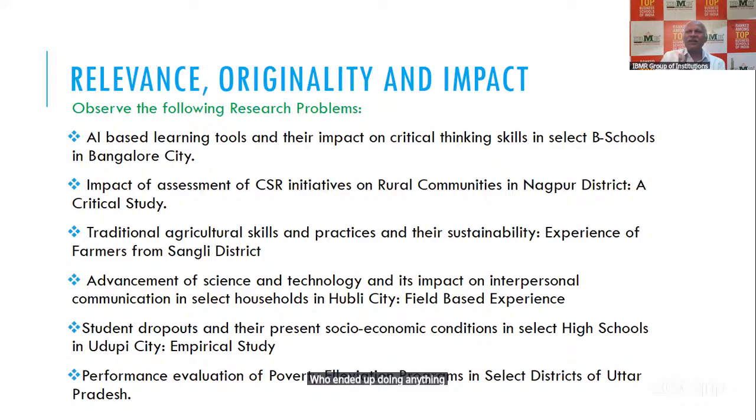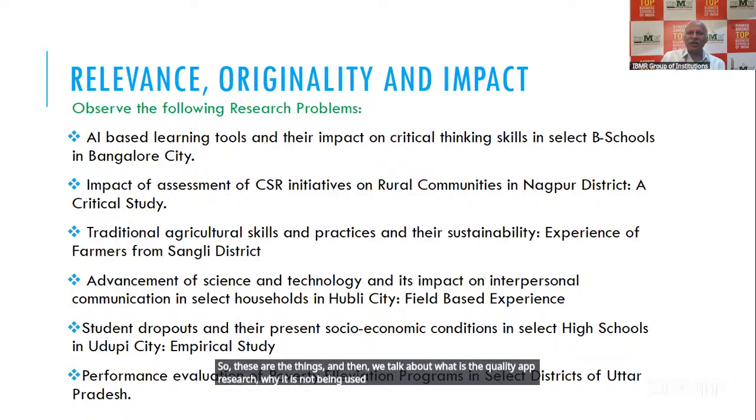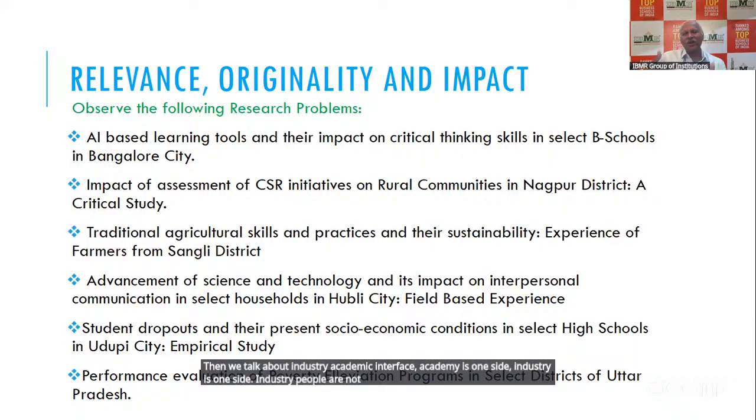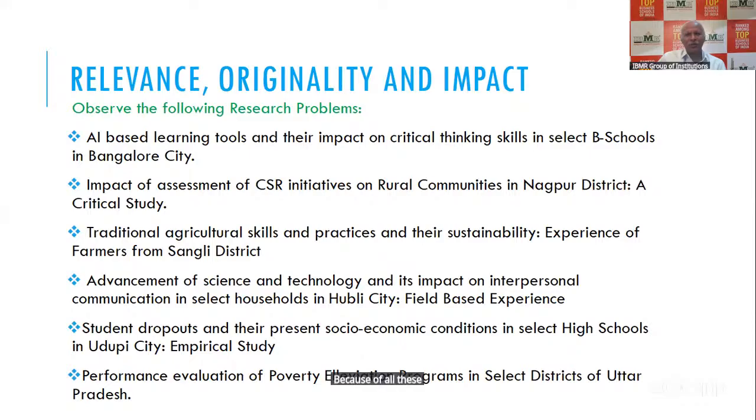So these are the things, and then we talk about what is the quality of research, why it is not being used, why the corporates are not recognizing our research. The industry academy interface, where is it happening? Academy is one side, industry is one side. Industry people are not looking at our research because of all these reasons. The output should be usable, no? If we do research like this, they won't take it. That is why the funding agencies always see this.